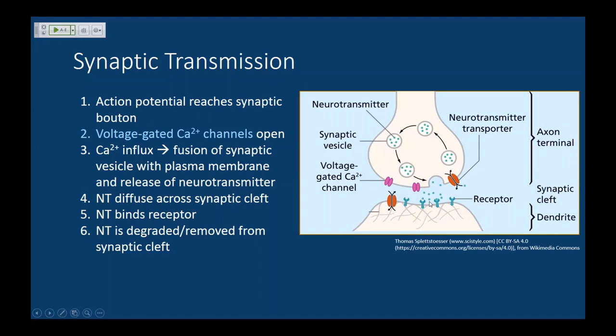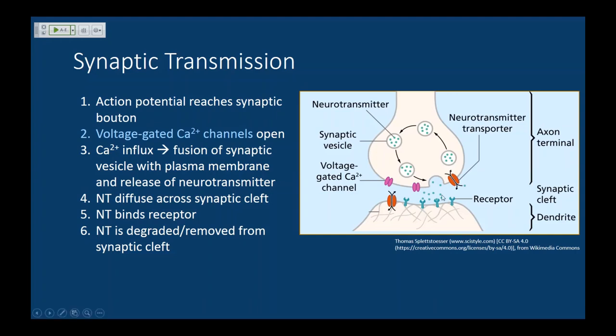Now, importantly, there also has to be a way to turn off this signaling. So a main thing that you're responsible for knowing, as far as neurotransmitters go, is they must be either degraded or removed from the synaptic cleft. So we'll talk about a little bit of that. One way is they can simply diffuse away from the cell. That occurs in things like nitric oxide, which we won't talk a whole lot about. But the main way is degradation.